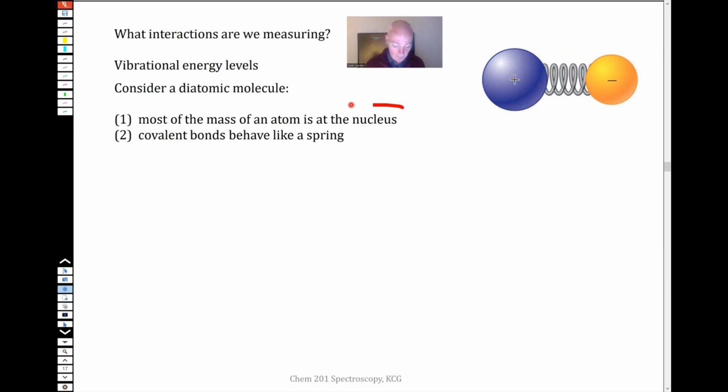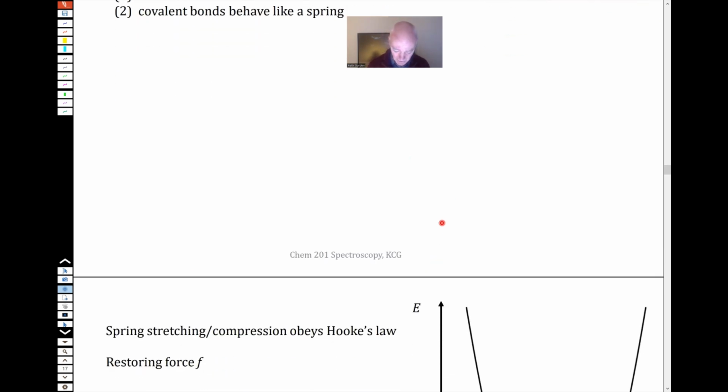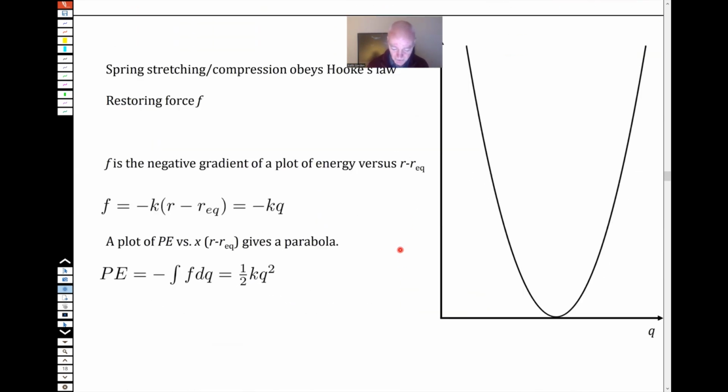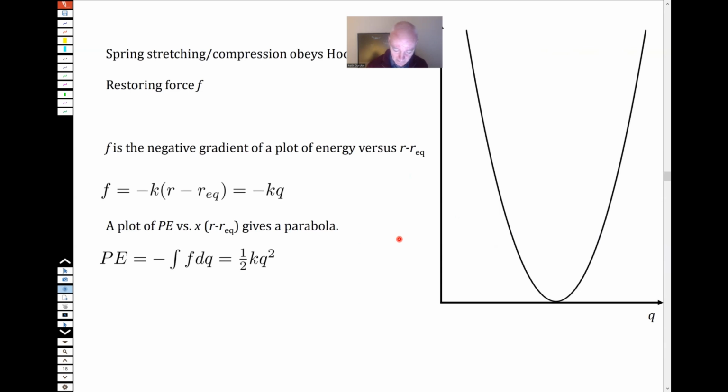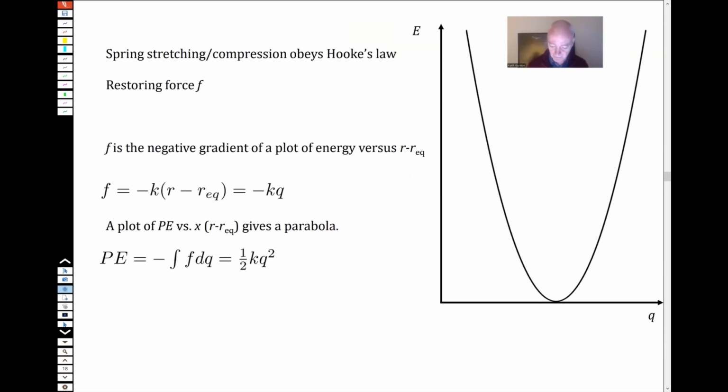And so we have most of the mass of the atoms in the nucleus, so that most of the mass is either here or over here, not much is anywhere else. And what's holding it together is spring-like. So you can actually use basically Hooke's law to try and understand what's going on. So this is just the example of Hooke's law here.